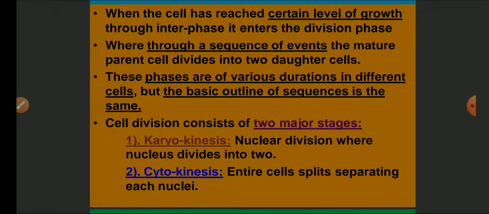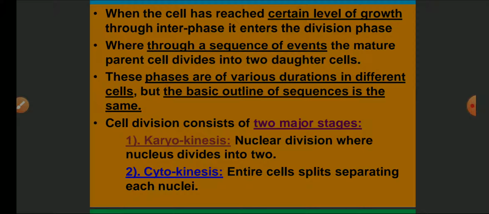The phases are of various durations in different cells, but the outline of the sequence is going to remain the same. So phases are going to be different for different cells. For prokaryotes and eukaryotes it is different, but the sequence, the outline, is going to remain the same.